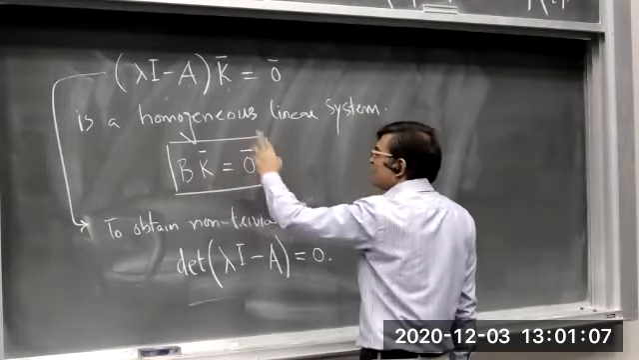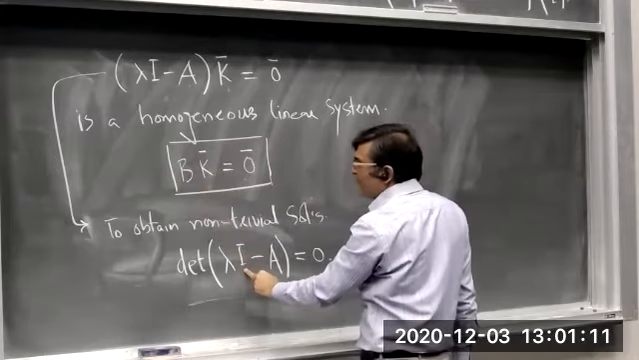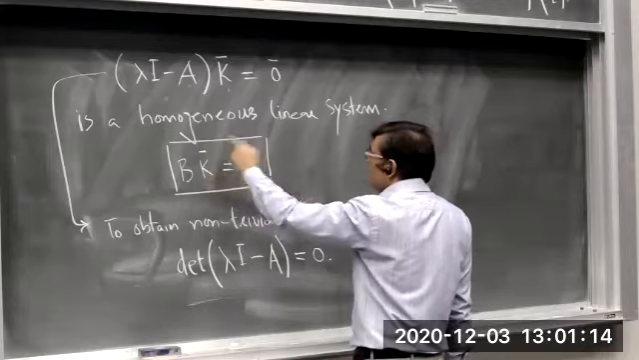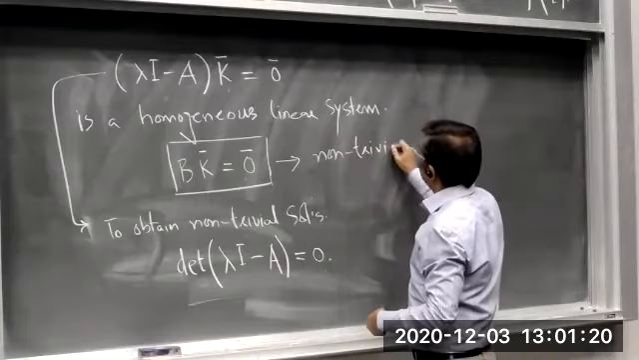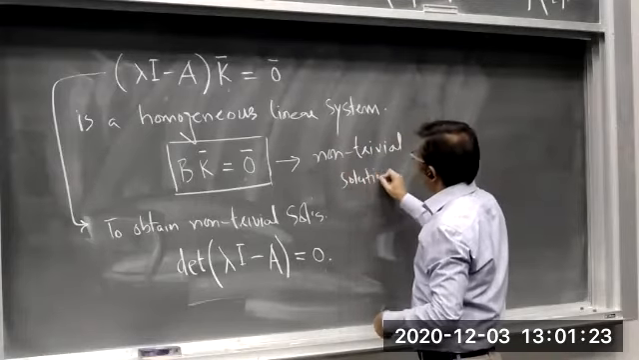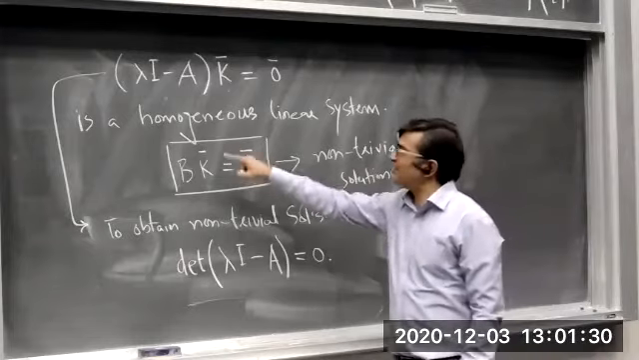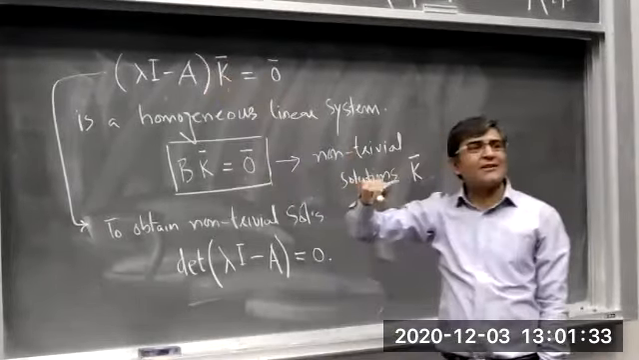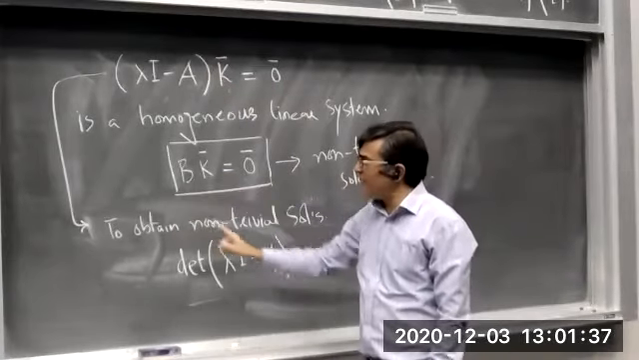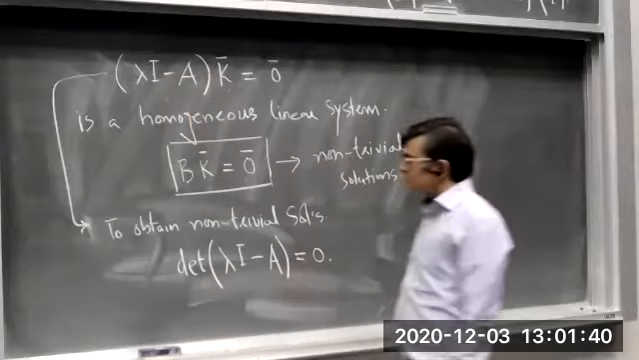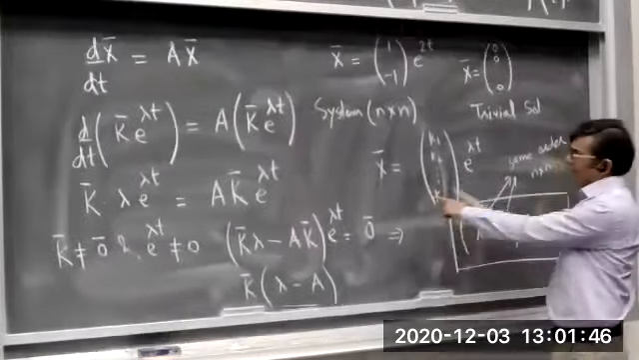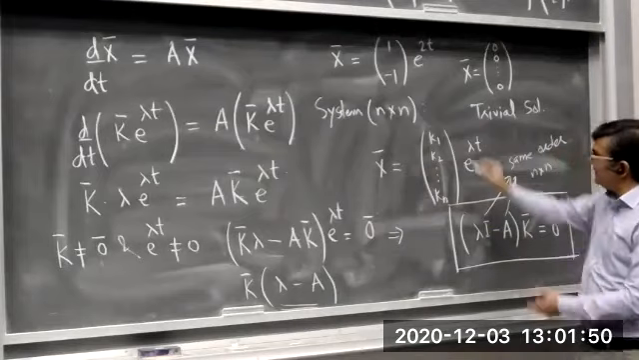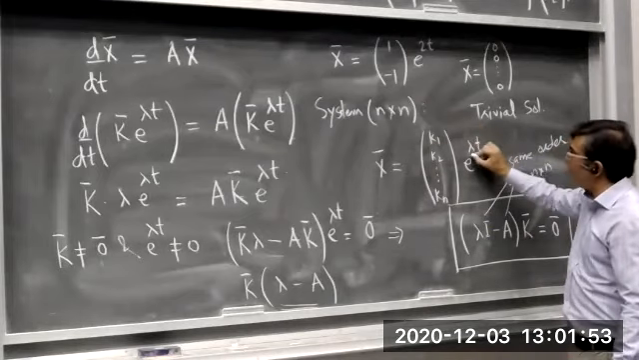Aapke paas ye homogeneous linear system hai, yahan se agar aapke paas determinant of B zero hai to you can find non-trivial solutions of k from this system, provided that the coefficient matrix is singular, means its determinant is zero. Acha, ab aapne kya assume kiya tha ki solution jo hai wo is form ka hai, which contains an unknown vector k and an unknown value of lambda.